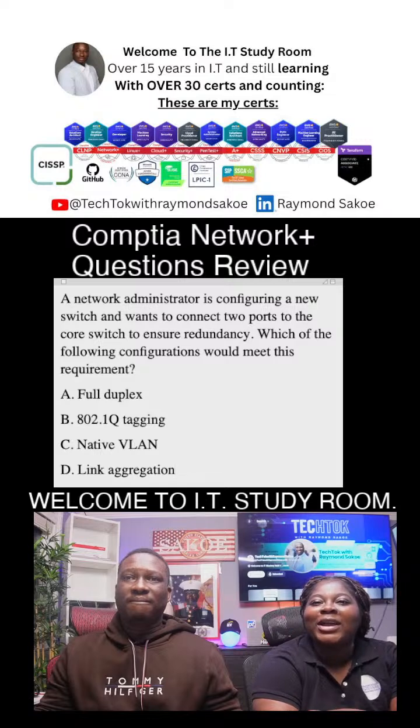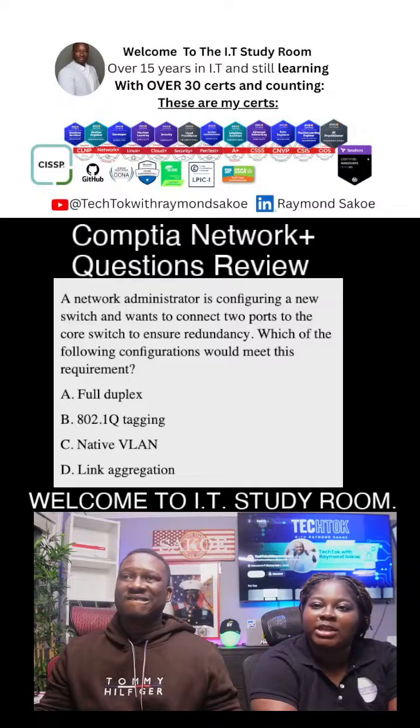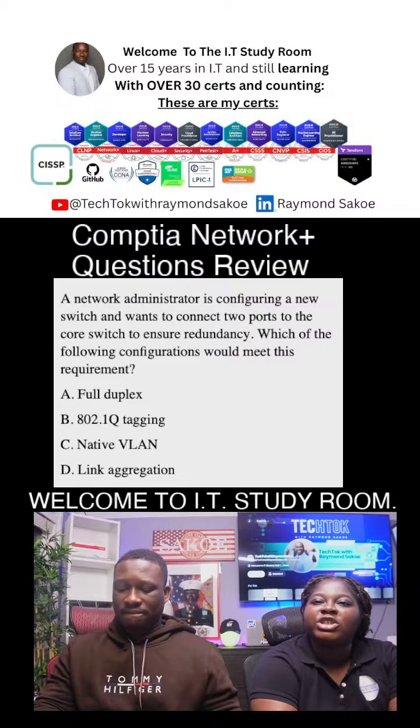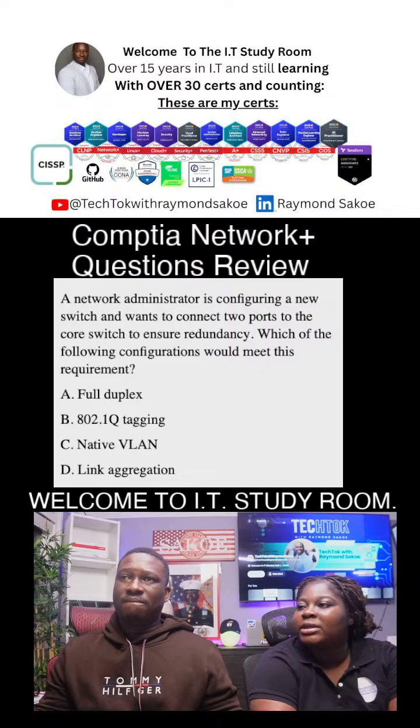A network administrator is configuring a new switch and wants to connect 2 ports to the core switch to ensure redundancy. Which of the following configuration would meet this requirement?